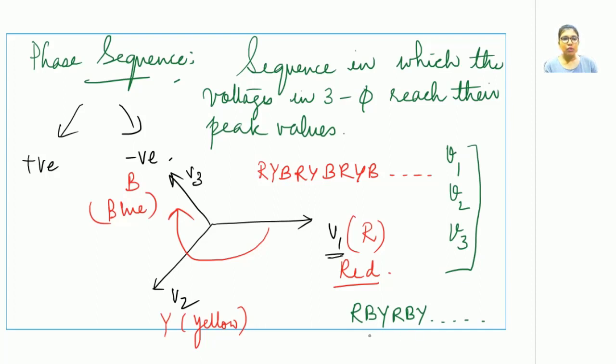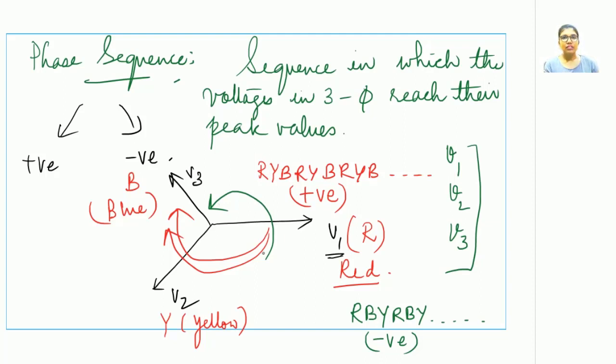This sequence is called a negative sequence and this sequence is called a positive sequence. Positive sequence means R, Y, B. Negative sequence means R, B, Y. Now you can see that in one sequence we are traversing in the clockwise direction and in another sequence we are traversing in the anti-clockwise direction.